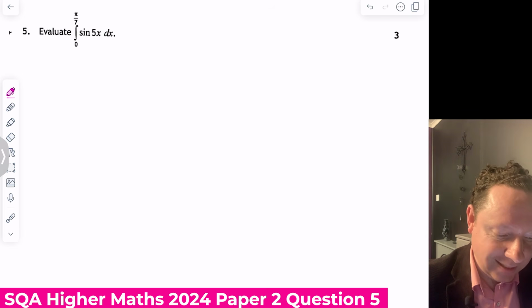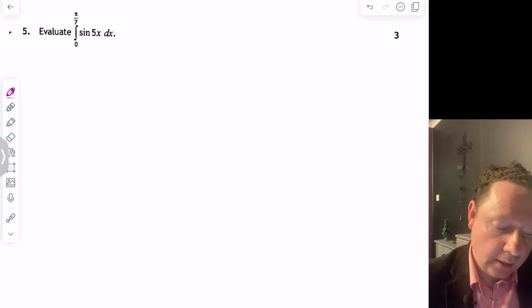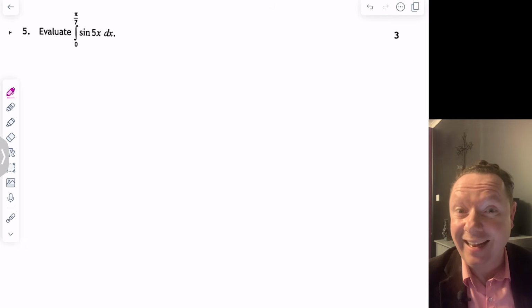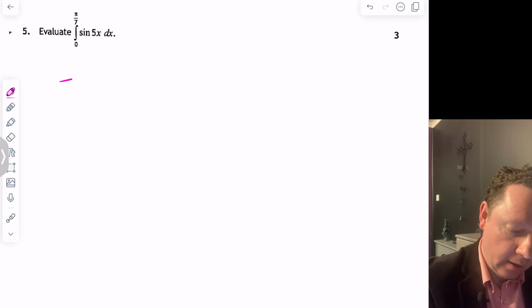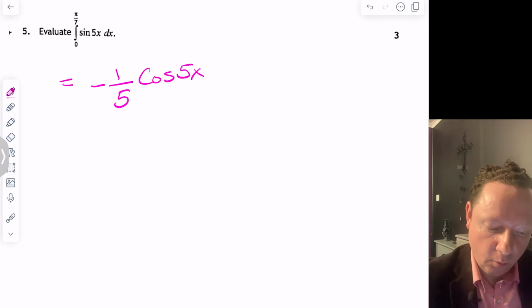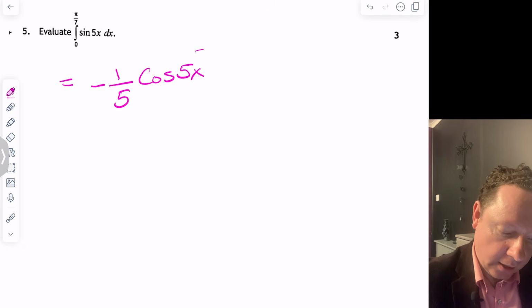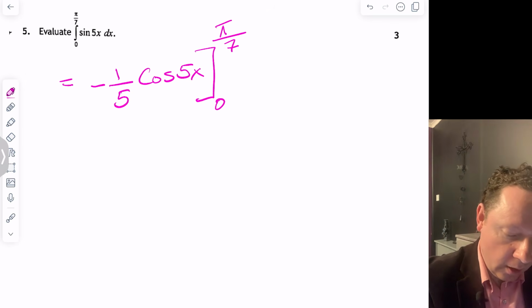Evaluate the integral between 0 and pi/7 of sine 5x dx. A simple one, this. Start of exam paper tells you if you integrate sine ax, you get -1/a cos ax. So that's what I'm going to get. -1/5, because that's my a, cos 5x, plus, well, not plus c because I'm putting numbers in. And that's the chain rule. What has happened here is you've the derivative of 5x, which is 5, and divided by it, and sine goes to minus cos.